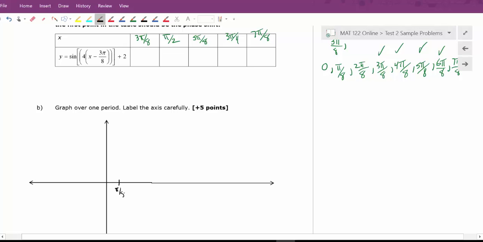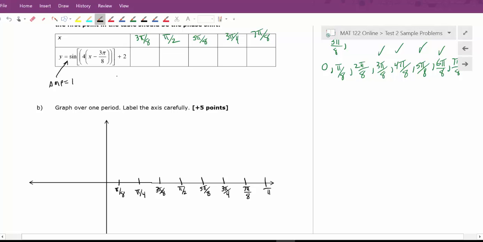You got pi over 8. You got pi over 4. You got 3 pi over 8. 4 pi over 8, which is pi over 2. 5 pi over 8. 6 pi over 8, which is 3 pi over 4. Then all the way to 7 pi over 8. Now, if you wanted to go to 8 pi over 8 and go to pi, you can do that also. And a couple of things to notice on this. You have an amplitude of 1.